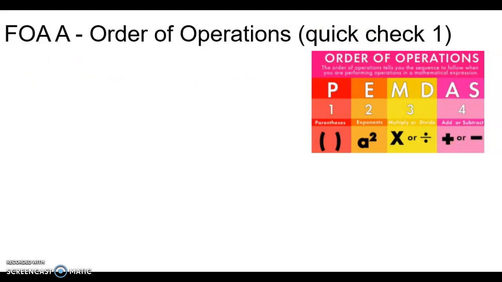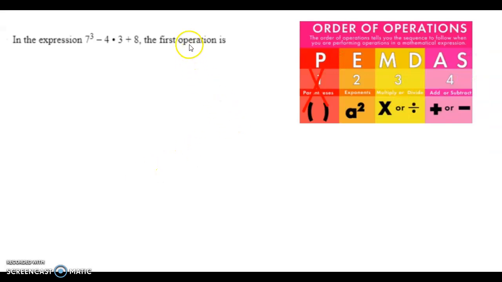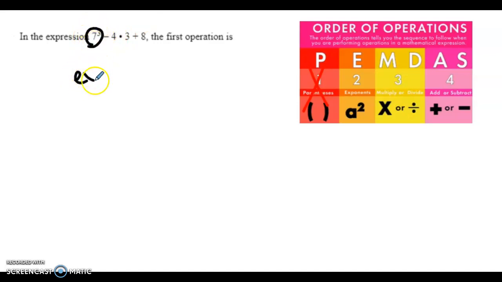So let's look at one of the problems from the quick check. It says, in the expression 7 to the third power minus 4 times 3 plus 8, the first operation is what? Oh, look, I already marked it out. Our first step is parentheses, but there are no parentheses here, so we can't do that. The second step is exponents, and we do have an exponent. So exponents would be our first step.